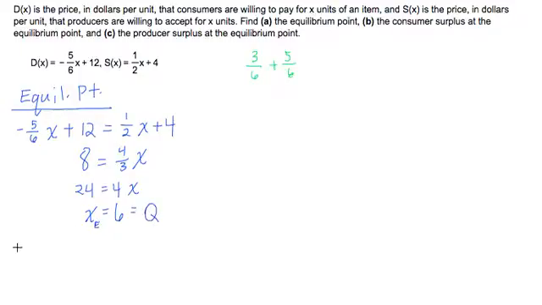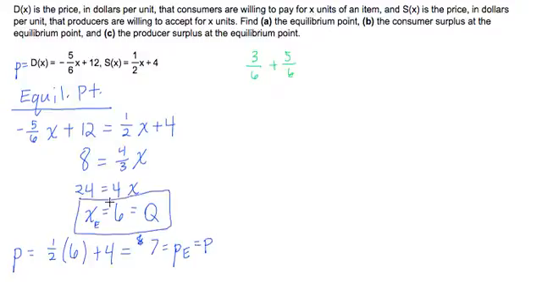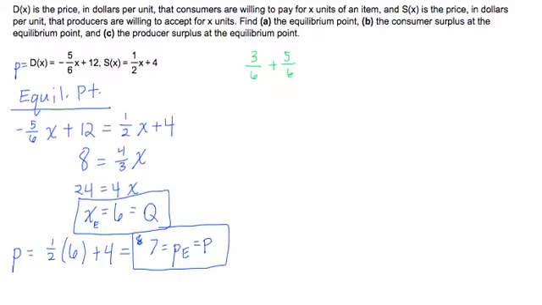I also am going to need the price. Demand and supply both give us price, so it doesn't matter which function I plug into. I'm going to plug into supply. So 1/2 times x plus 4, that's 3 plus 4, or $7 is my equilibrium price. Okay, then we're just going to use the integral formulas for producer and consumer surplus.